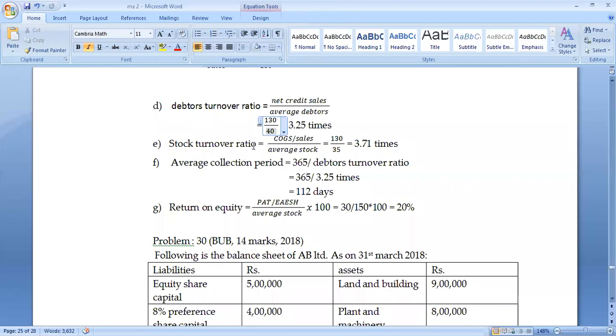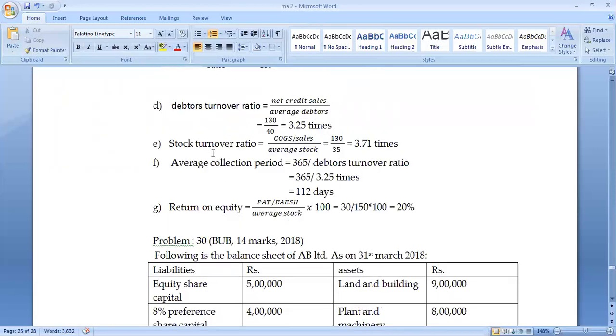The stock turnover ratio. What is the formula to compute the stock turnover ratio? Cost of goods sold or sales. Whenever there is no information pertaining to cost of goods sold given, sales will be acting as the proof for the cost of goods sold. By default, if cost of goods sold is not given, but any direct expenses or direct incomes are given, you have to compute the cost of goods sold. Nothing is given, so just mention it as the sales. Okay, so it will be divided by the average stock. 130 divided by 35, 3.71 times.